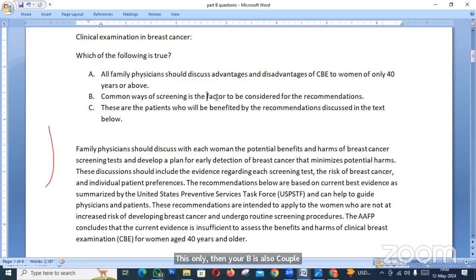Common way of screening is the factor to be considered for the recommendation. Yes, but this is not the only one. If you say only, then it's wrong. In the last sentence, we have removed only. Then there is no doubt that C is correct. So it's clearly correct.